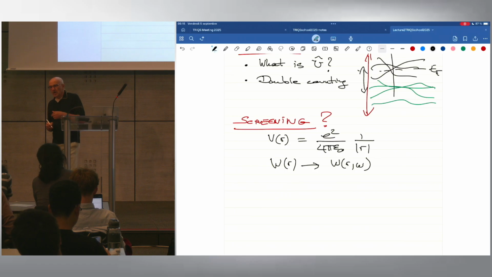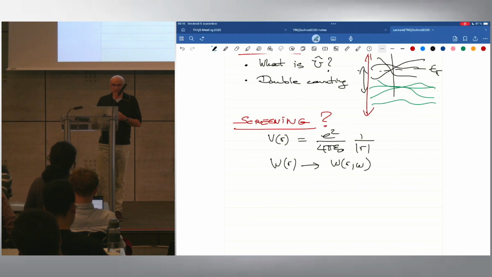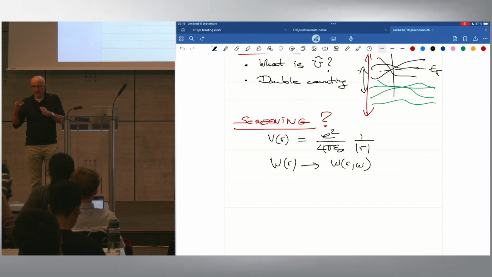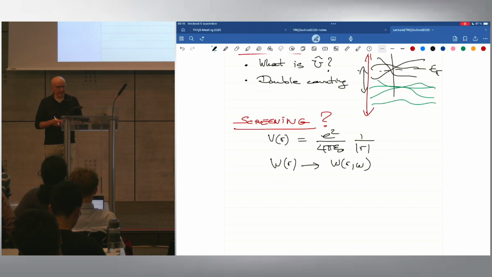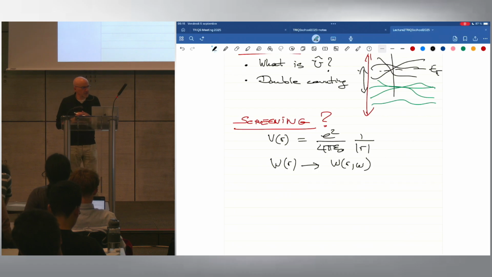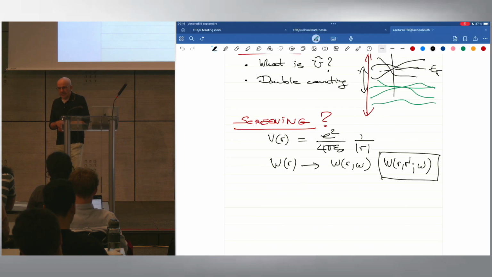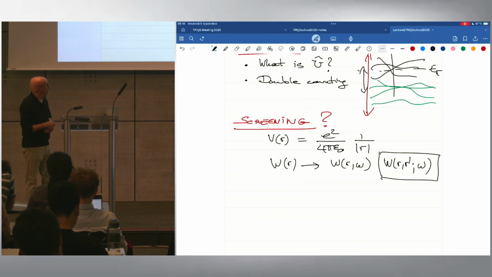And it's even a little more complicated. That would be in an electron gas. But in a real solid, it's even a little worse than that, because in a real solid, translation invariance is broken. Only discrete translation invariance is preserved by the crystal lattice. And hence, W of R is really not just a function of distance, but it is a function of both R and R prime and omega. So the screened interaction is the object we're going to have to focus on and try to calculate.